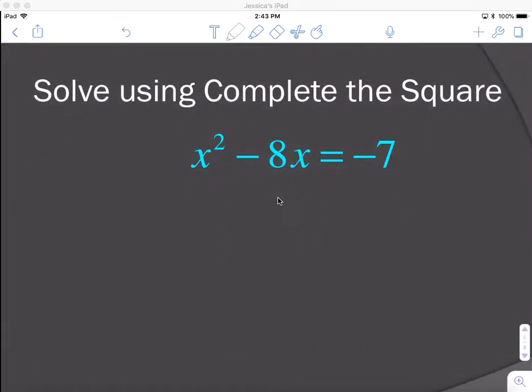My next example, x squared minus 8x equals negative 7, also has the first step already done for us. So I'm going to rewrite this as x squared minus 8x plus blank equals negative 7 plus blank. Pause the video and try to fill in the blanks, and then start once you're done.